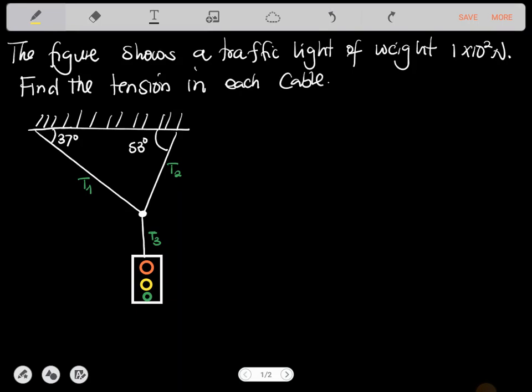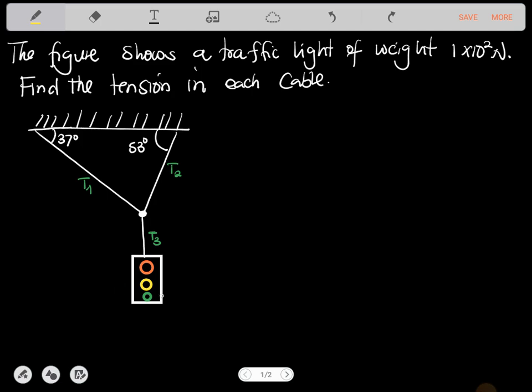It says the figure shows a traffic light of weight 1 times 10 to the power 2 newtons. Find the tension in each cable. So we've got tension 1, 2 and 3. So what are we going to apply in order to find the tension? First of all, take into consideration that you are just going to use vector resolution and you are able to find everything.